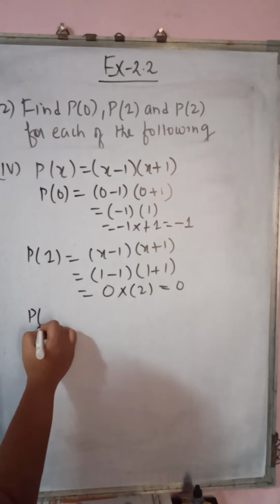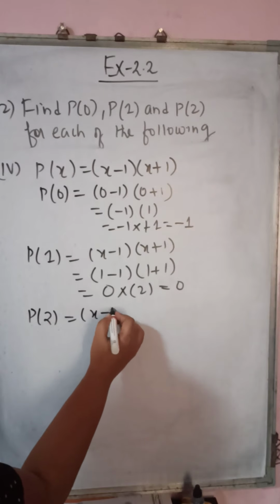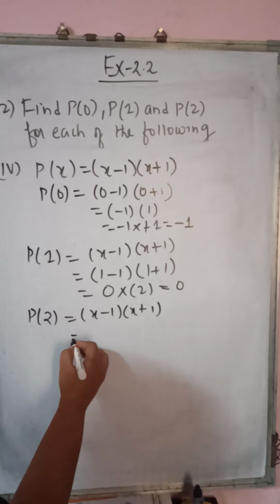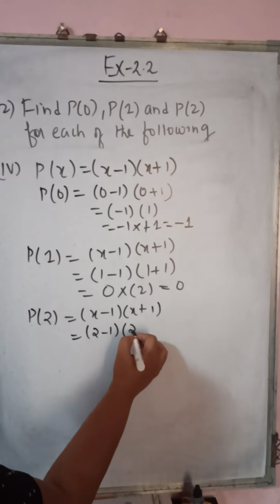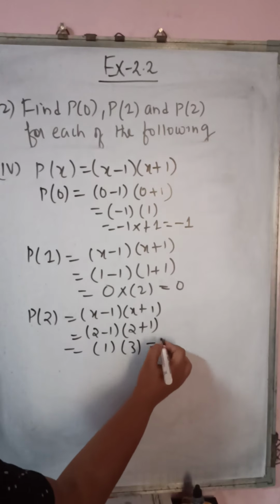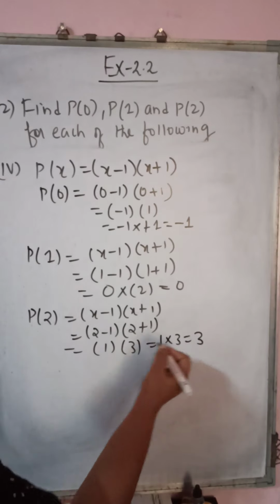Now P of 2. So again, what is the given polynomial? x minus 1 into x plus 1. So in place of x put 2. 2 minus 1 into 2 plus 1. 2 minus 1 is 1 and 2 plus 1 is 3. So 1 into 3, that is equal to 3.